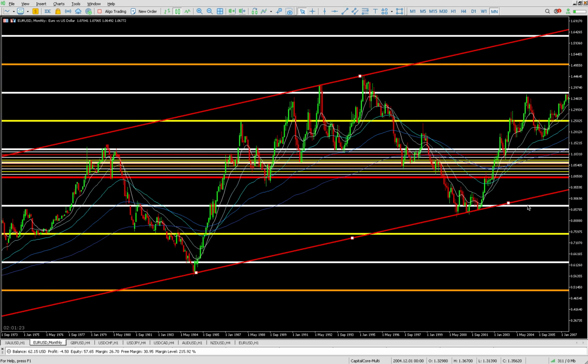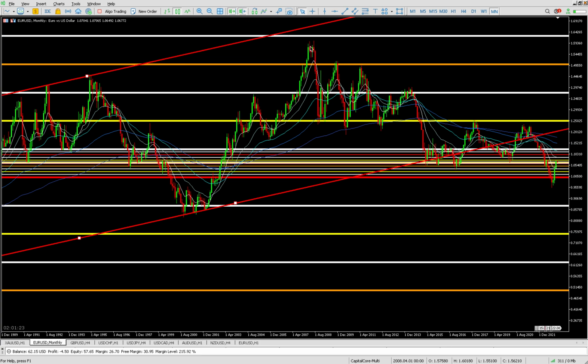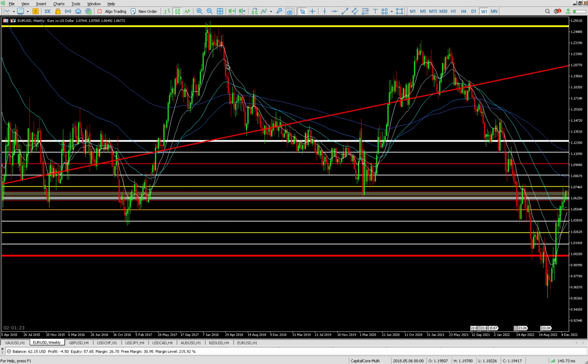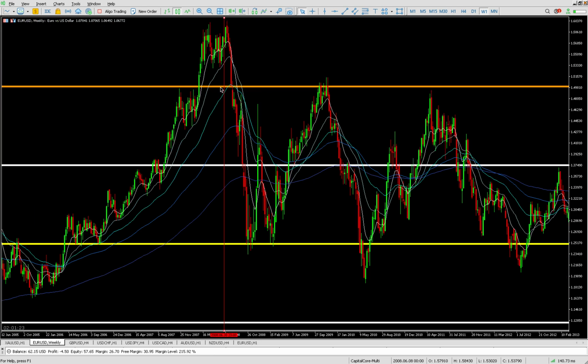Anyway, that's how you draw it. But look what happened. It went up to the top of the channel here, and then rejected off of here. If we zoom in, we can see some stuff probably. So the monthly, go back to the monthly.